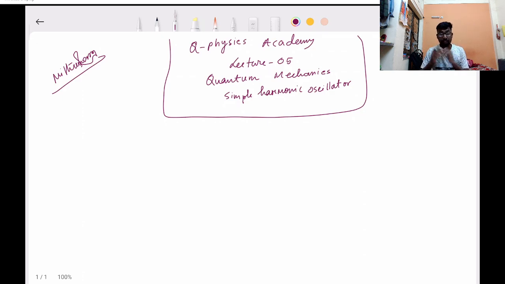But in today's class, we will discuss an important concept: expectation values of various operators. That is very important from your competitive exam perspective.